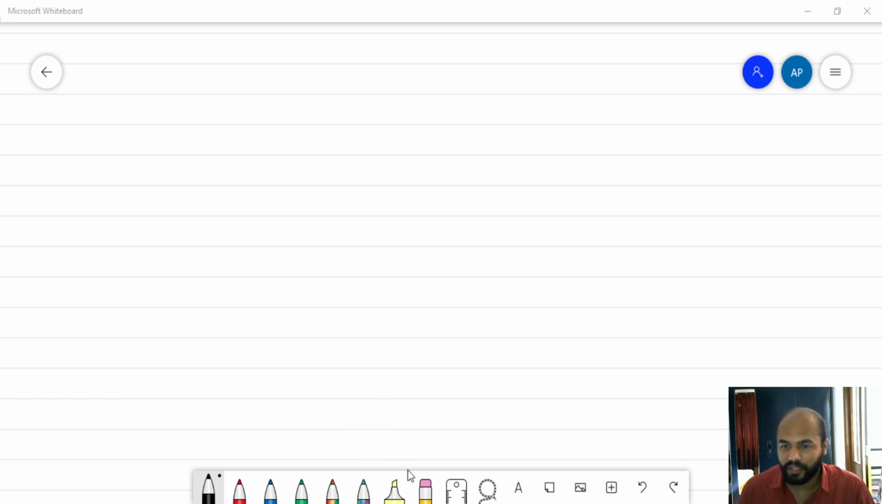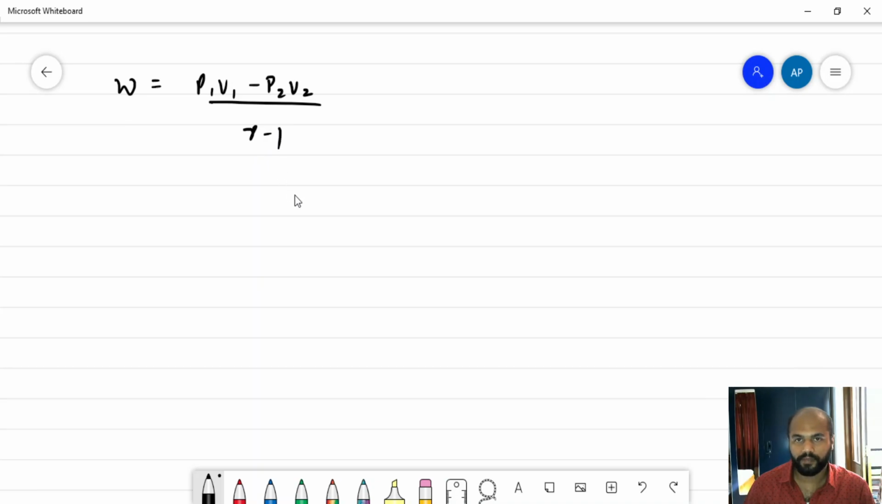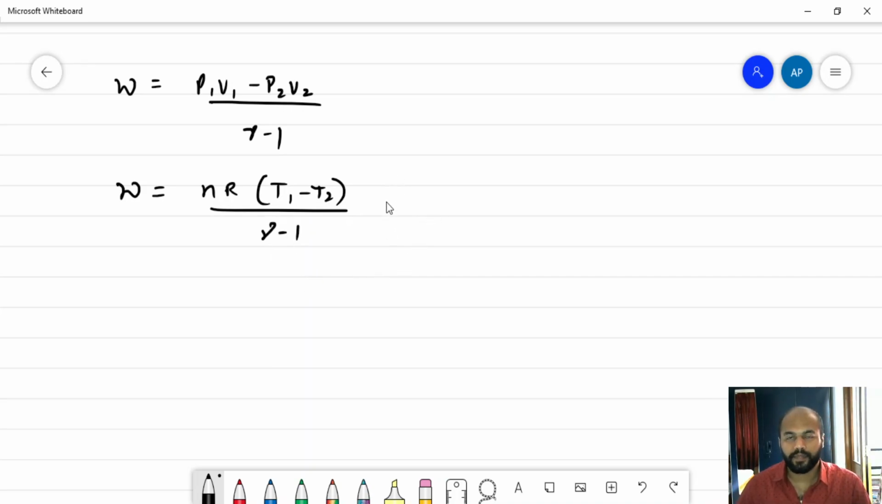Let's understand the next set of expressions for work done. Now this will be the work done under an adiabatic process. So work done is given as P1 V1 minus P2 V2 by gamma minus 1. And this is also given as nR T1 minus T2 by gamma minus 1. Now let's try and prove this expression.